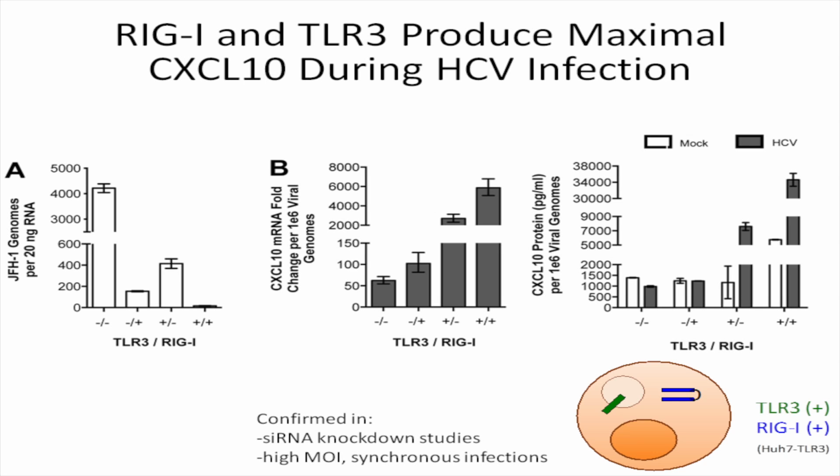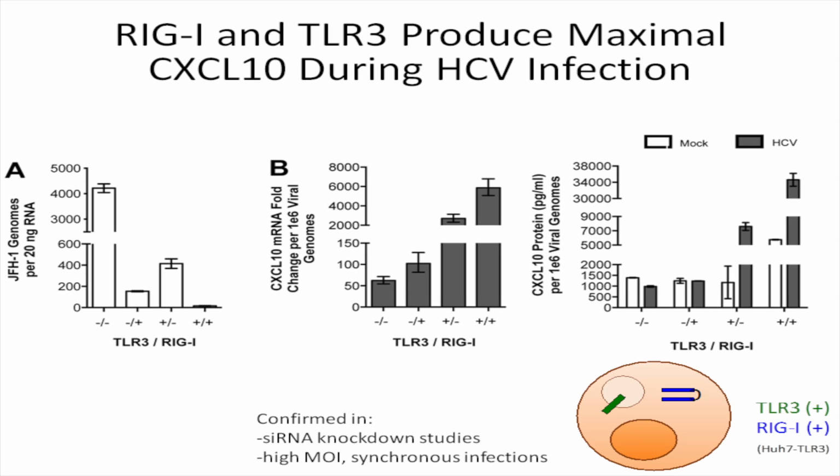When you look at the CXCL10 mRNA response, you can see that the double positive cells express the highest levels of CXCL10 mRNA, and this also correlates at the protein level. Here, the double positive cells have the highest level of CXCL10 induction following HCV infection. You might also notice that because the cells were differentially permissive, we had to normalize these results based on the amount of viral RNA, because if the cell is replicating HCV to different levels, there will be different levels of HCV RNA exposure.